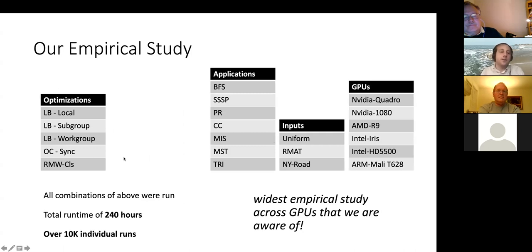Okay, so our empirical study. We have our five optimizations we talked about here. Load balancing, we have three variants of it. We have on-chip synchronization and read, modify, write coalescing. Applications, we did seven applications.